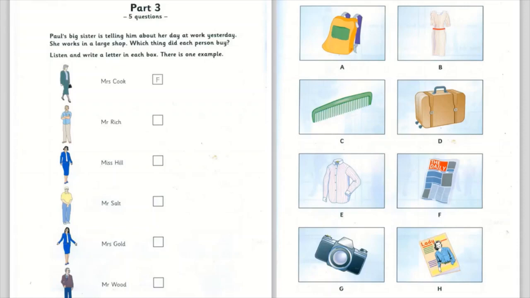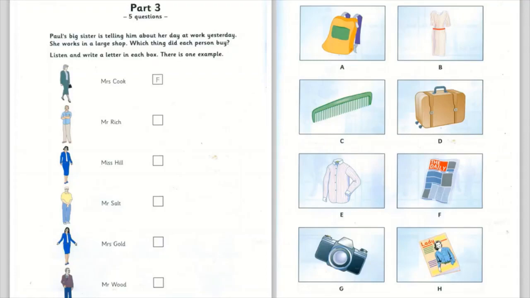Later in the day, Miss Hill came in too. She works at the school. Oh, I know. She's a secretary there. That's right. She wanted a new dress for a party. She found one which she liked a lot and bought it. So that was good. It was very expensive.